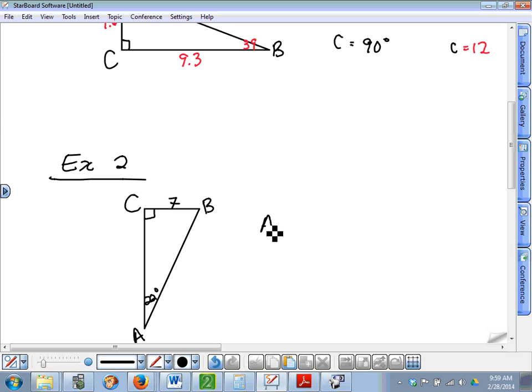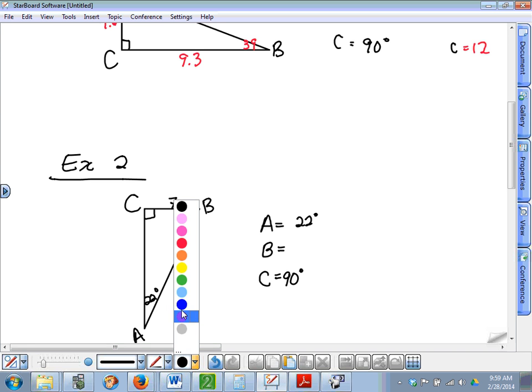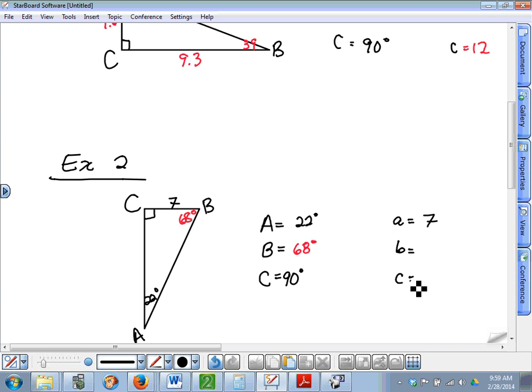If we list the angles, we have angle A, angle B, and angle C. We know angle C is 90. It's always going to be 90. We know angle A is 22 degrees. So angle B has got to be 68 degrees. That was the missing one. Little a is 7. We know that. We don't know side B, nor do we know side C.